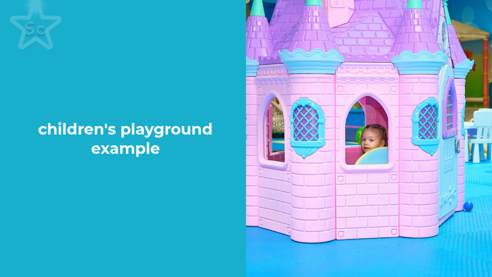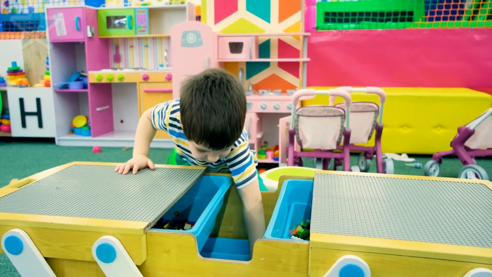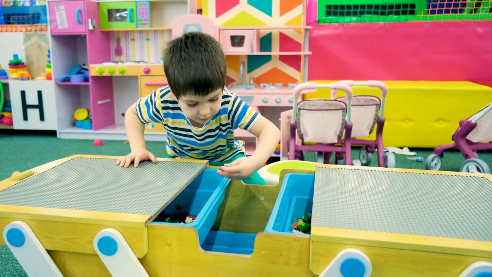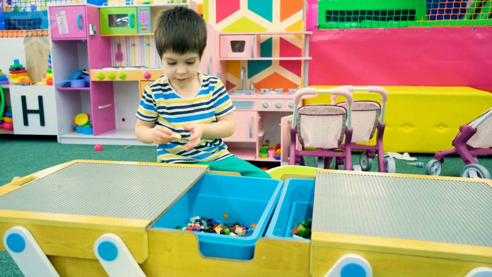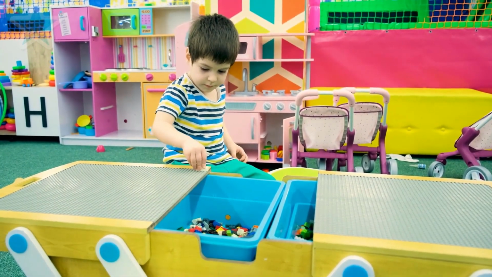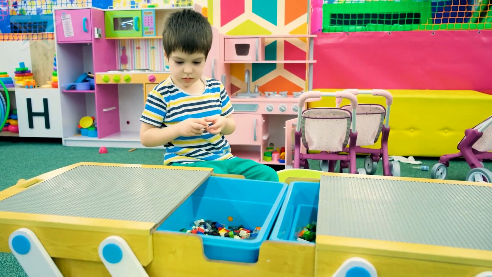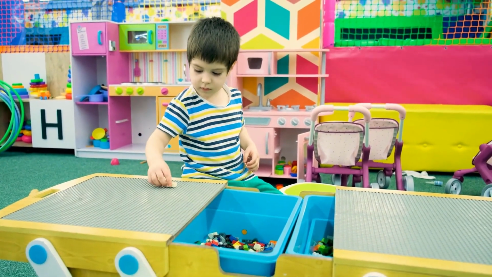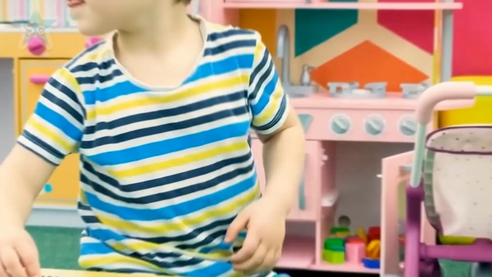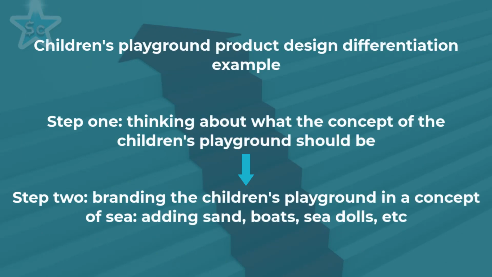We'll take a children's playground. The owner wants to have their own distinguishing place. Hence, she decides to design the place in the spirit of the sea. Inside her children's playground, there would be boats, fish dolls, sand which would give a feeling of a beach, and of course, the walls would be colored in blue, so it will look very different from her competitors, which don't have a concept. As can be realized here, the children's playground had its own product design differentiation.